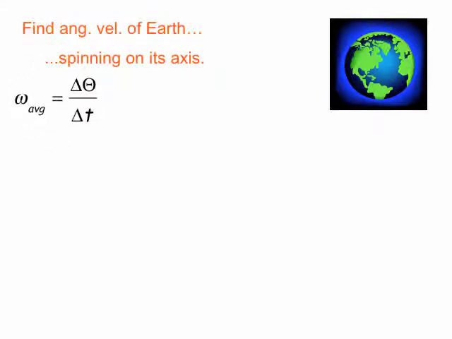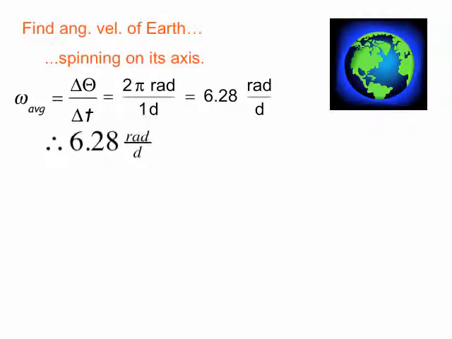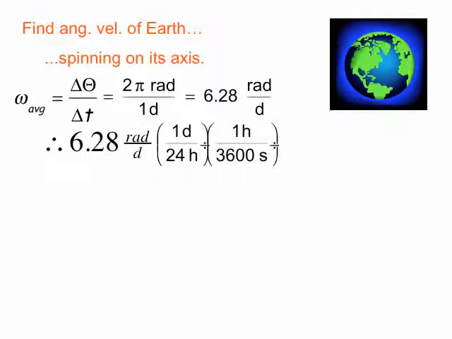All right, so angular velocity is angular displacement over time. Again, it goes one whole complete circle, which is 2 pi radians in a day, which is approximately 6.28 radians in a day. We put that in where we do our conversions. A day is 24 hours, an hour is 3,600 seconds. Everything cancels, and we get 7.3 times 10 to the minus 5 radians per second.